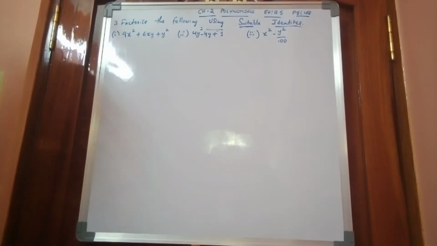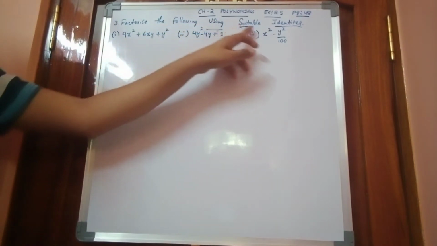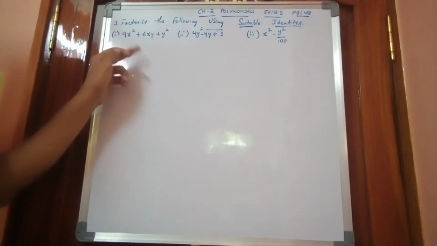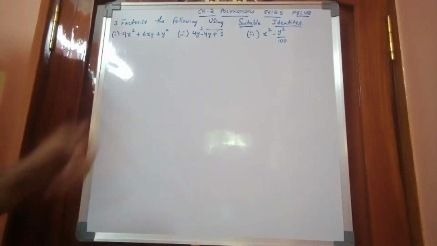In this video, you are learning about CH-2.5 of third bit, that is factorize the following using suitable identities. So we have to use suitable identities for the three problems. So coming to the first one, 9x square plus 6xy plus y square.